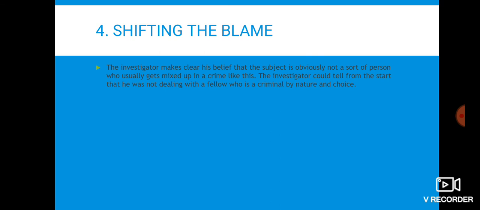Number 4, shifting the blame. The investigator makes clear his belief that the subject is obviously not the sort of person who usually gets mixed up in a crime like this. The investigator could tell from the start that he was not dealing with a fellow who is a criminal by nature and choice.